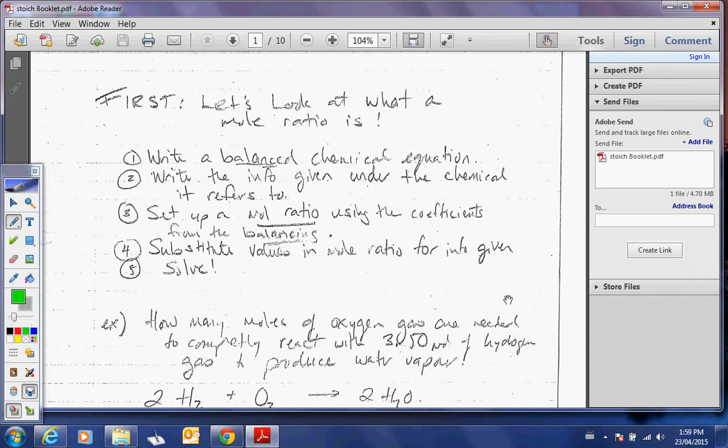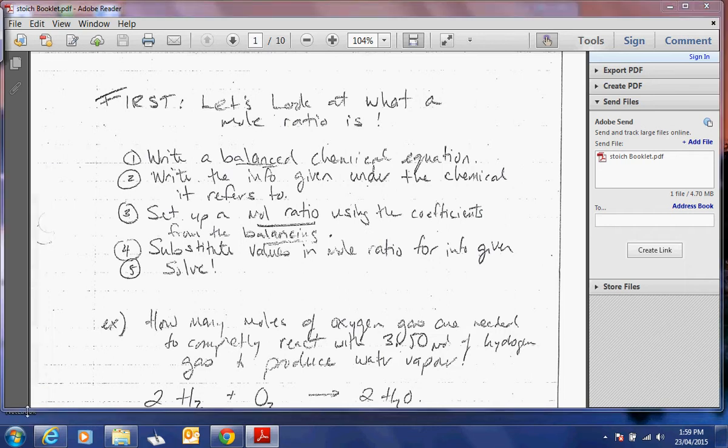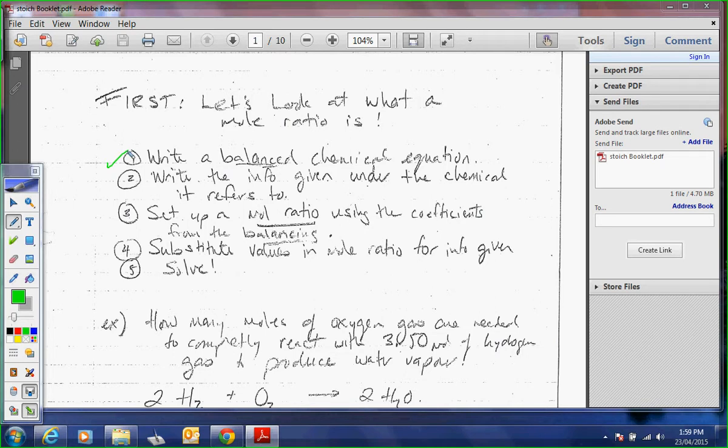Okay, so we're going to write a balanced chemical equation first. I can guarantee there's still people in this room that are going to find that bit difficult. Converting the sentence into a Science 10 reaction that's balanced. Okay? So remember how we've already practiced that from our net ionic equations, right? So we're doing it again, more of it. So that's the first thing. The second thing is we're going to write the information given under the chemical it refers to. So we're going to write the info underneath the chemical that we put in our chemical equation.